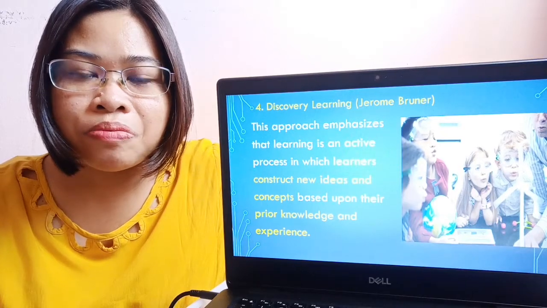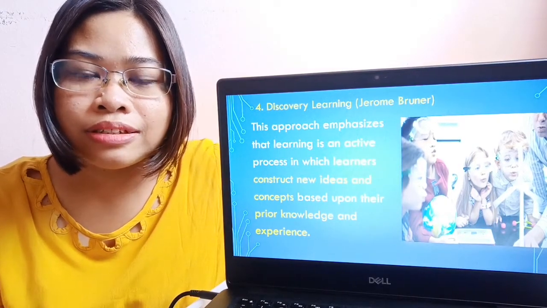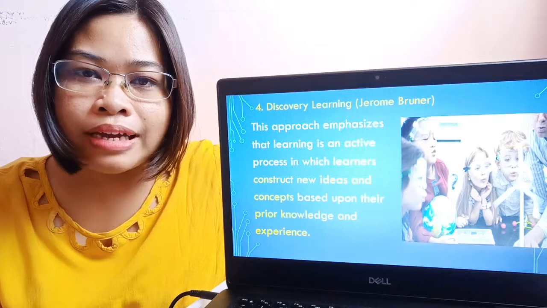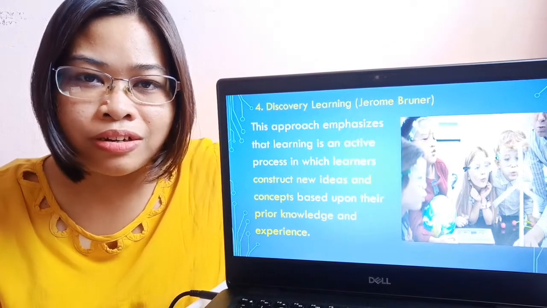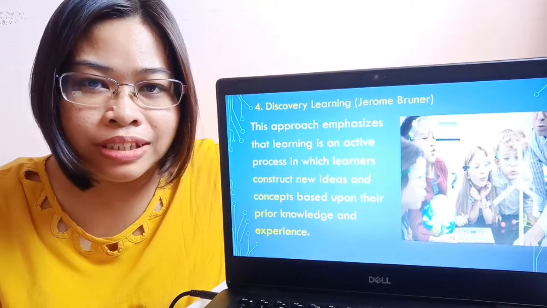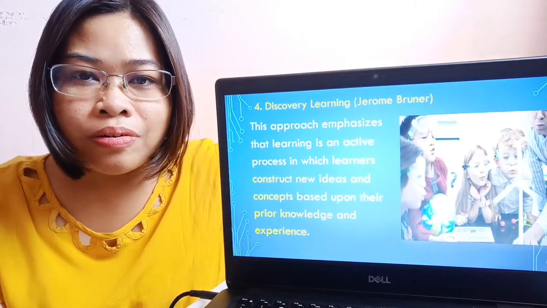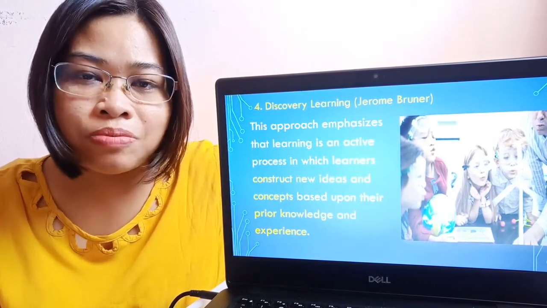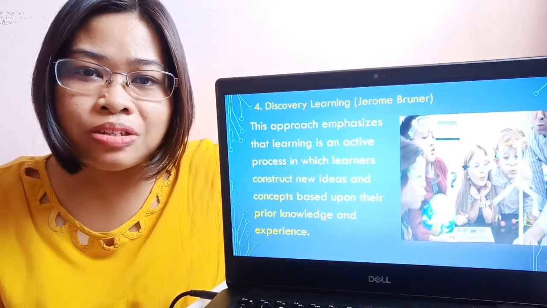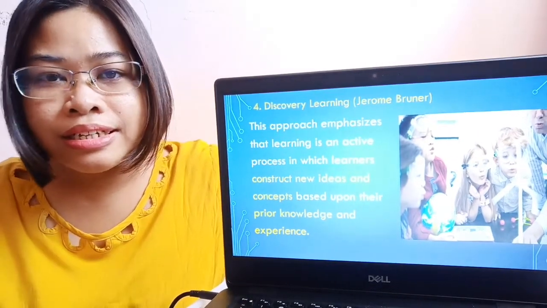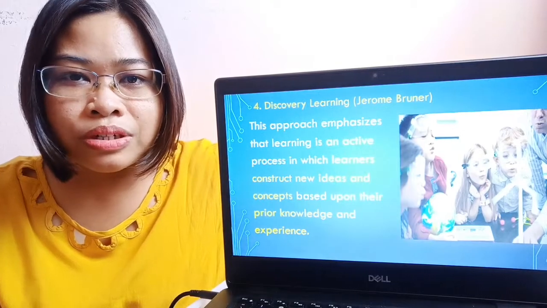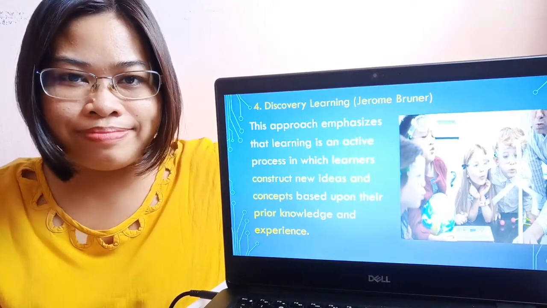And we may apply this approach by letting our students share about their past experiences and apply their previous learning on a practical task that we may assign to them. And while they do that practical task, they may also discover new learning.